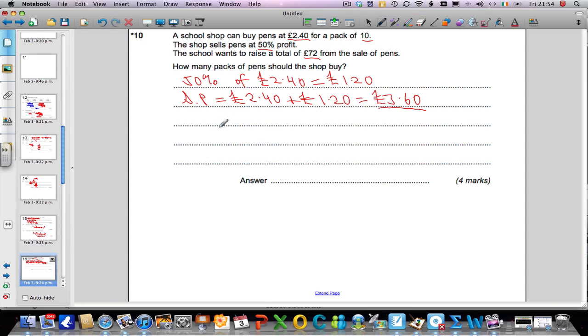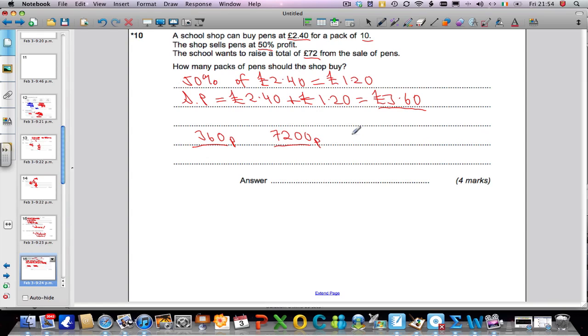Right, this is a little bit tricky. I'm going to turn them both into pence. £3.60 is the same as 360 pence, and £72 is 7,200 pence. So I need to know how many times does this fit into this, and that will tell me how many packs. So it's a long division problem.